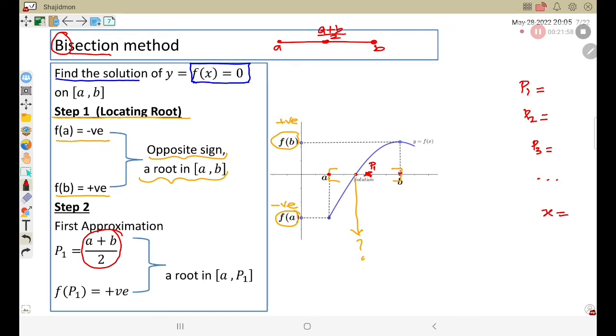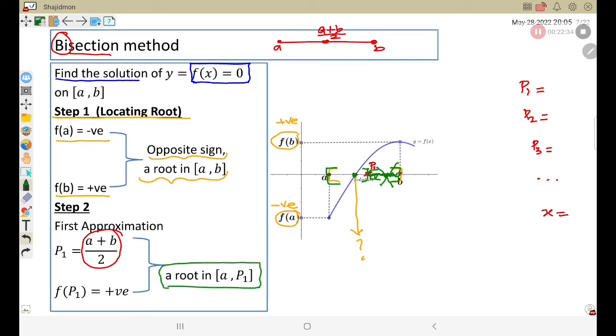Now from a to p1 and p1 to b, we get two intervals. Out of these two intervals, which will the computer take? Very simply, our answer is in between a and p1, because our graph is touching here, correct? There is no graph in the second interval. This is the simple logic. So the computer will delete the second interval and take the first interval, a and p1. That means a root is in the interval a and p1.